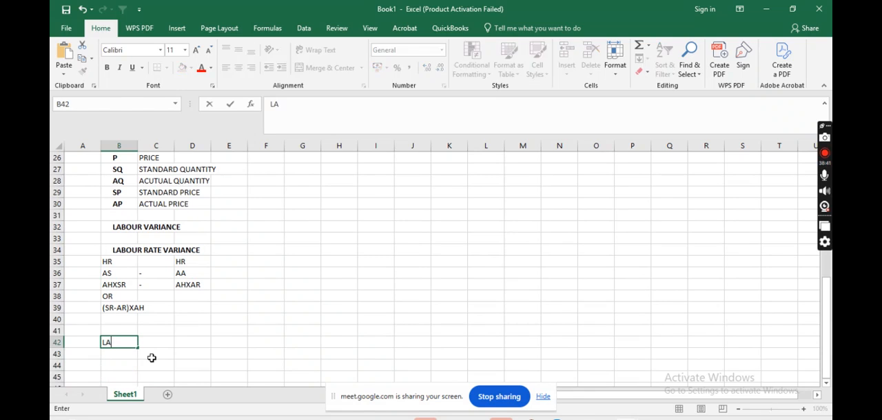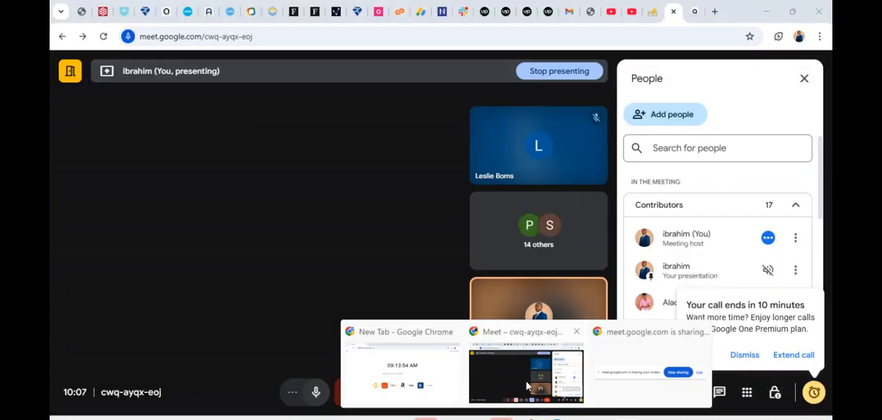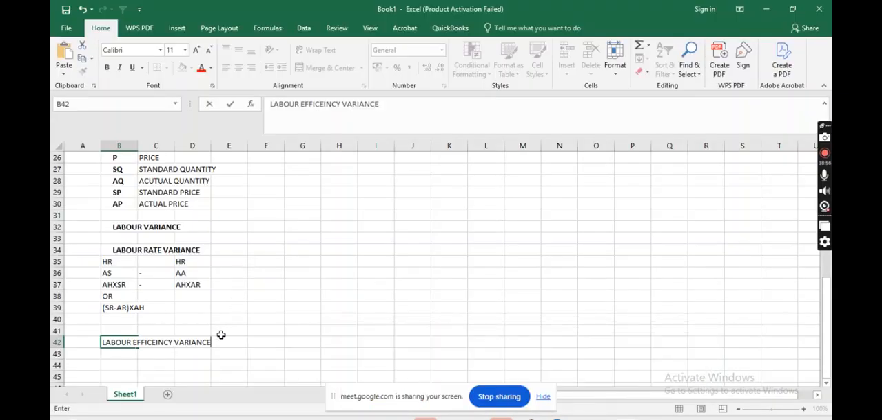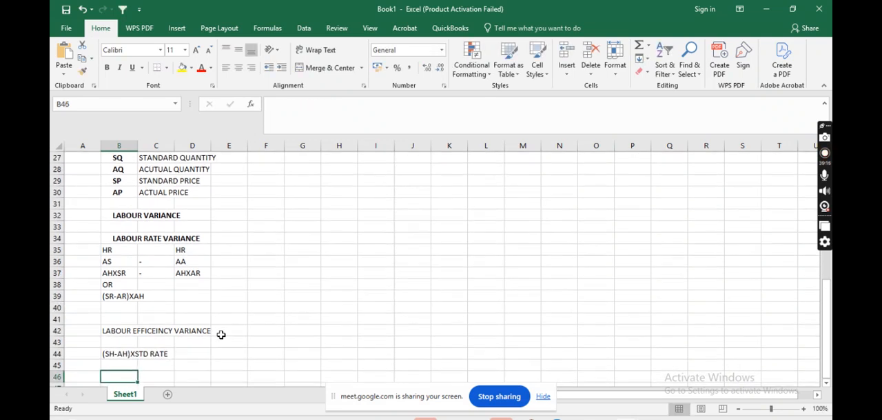Now look, labor efficiency variance. Labor efficiency variance will be standard hours minus the actual hours, class, multiplied by the standard rate. Standard rate. Now let's test the formula.